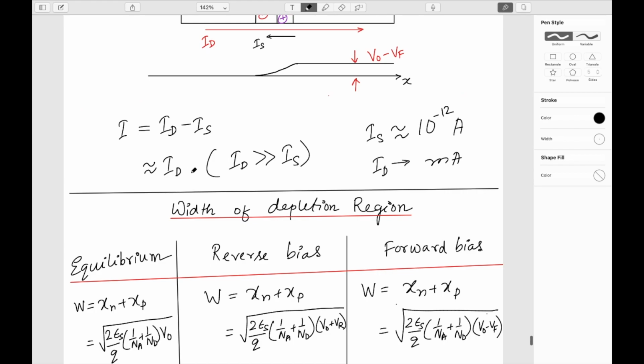In the next lecture, we'll try to derive this current ID, as well as see the expression of this IS.